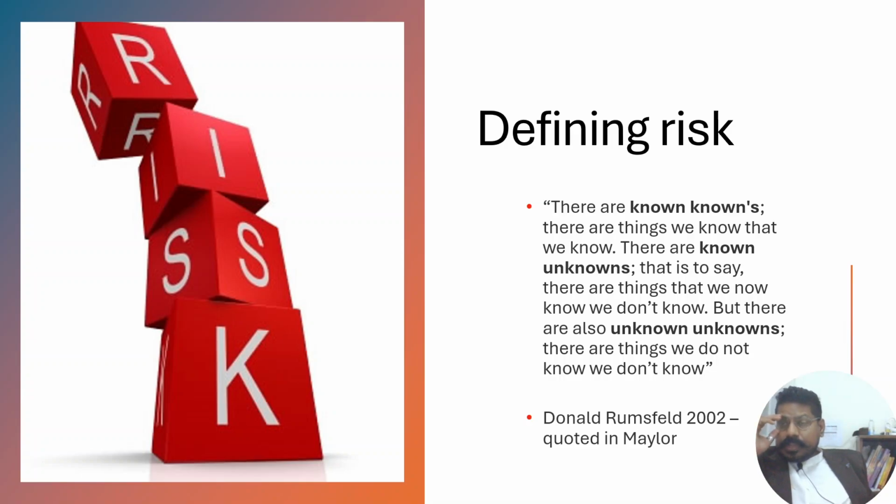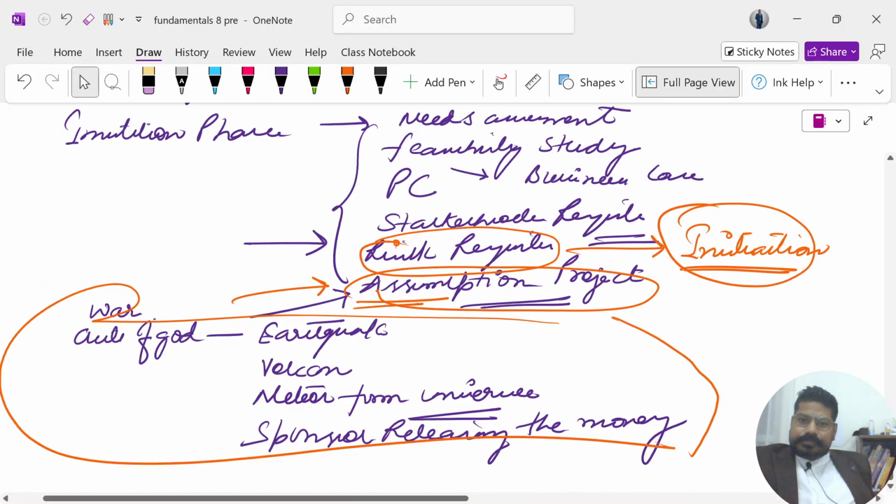Defining the risk. There are known knowns. These are things that we know. There are known unknowns, that is to say, there are things that we now know we do not know, but there are also unknown unknowns. There are things that we do not know. Okay, let me explain that.